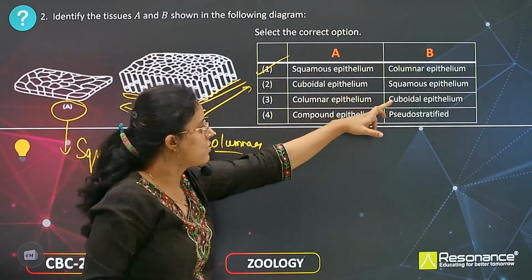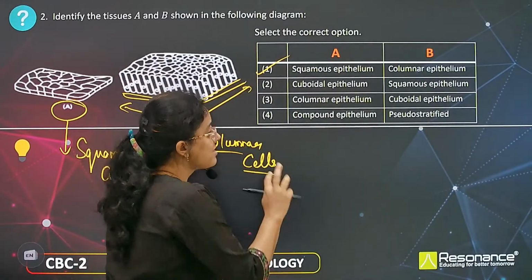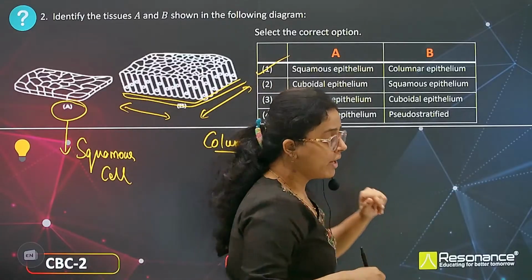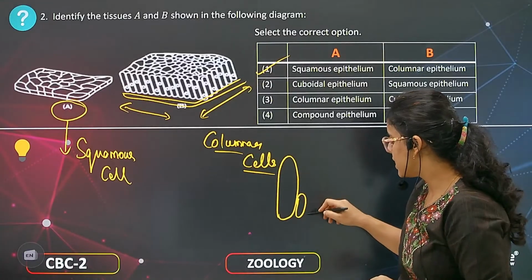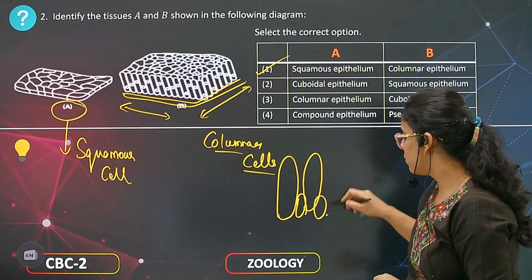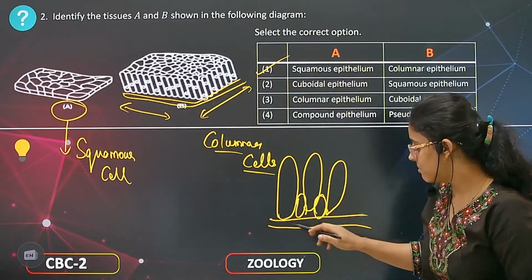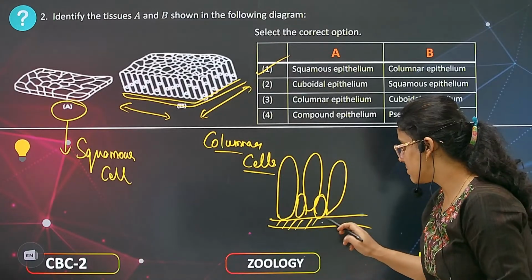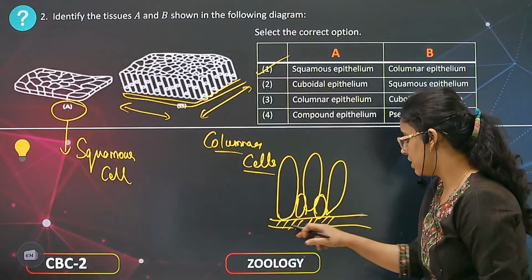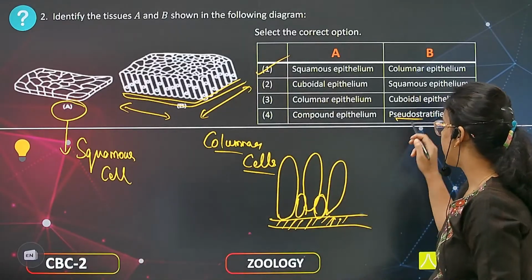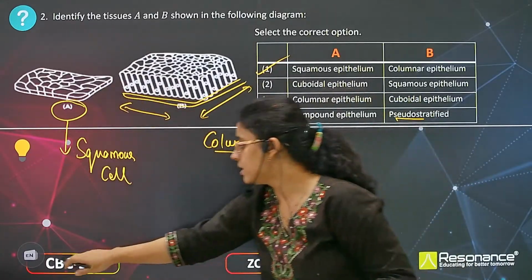They are not cuboidal, compound epithelium. They are not compound. Compound requires multiple layers. And they are not pseudo-stratified. Pseudo-stratified means two different types of cells are present and it gives the appearance of two layers, but it is not two layers. They are present on the same basement membrane. Two types of cells on the same basement membrane are called pseudo-stratified. But here in the picture it is squamous epithelium and columnar epithelium.